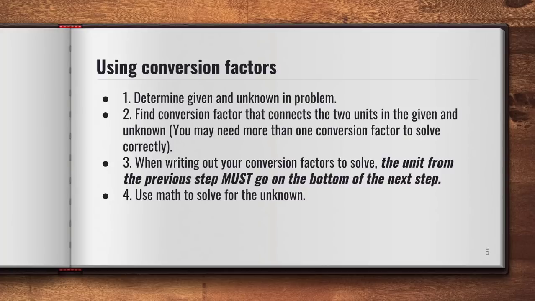Step 3 is probably one of the most important ones you need to understand. When writing out your conversion factors to solve, the unit on the top of the previous step must go on the bottom of the next step. I will repeat that until I am blue in the face and dead in the ground. The unit from the top of the previous step must go on the bottom of the next step. That is so that the units will cancel. You'll see what I mean here in just a minute. And then we use math to solve for our unknown.